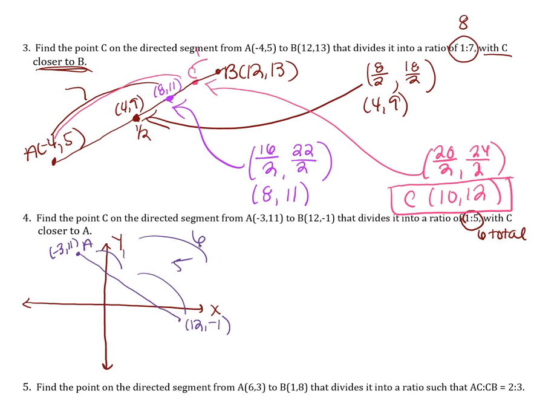So 1 to 5, so that's 6 total parts. Now here's where I'm going to create a right triangle, similar to what I showed you in the beginning with locating the midpoint. I'm going to draw this triangle going down. I could do it going up, but I'm just going to go down. So here's my right triangle. C is going to be somewhere in this vicinity. I don't know exactly what it is. I'm just going to say C somewhere in here, and I'm going to draw a line down.